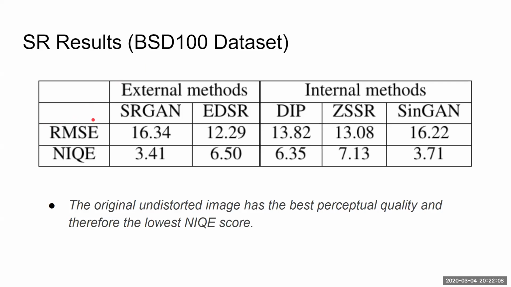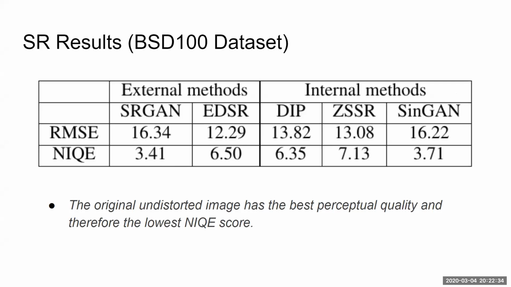External methods means these GANs are trained on a lot of data. Internal methods means these GANs are trained on a specific image. So internal method basically means that given an image, you will go inside the image and try to fetch internal details using patches or something similar. That is what internal and external methods intuitively mean.